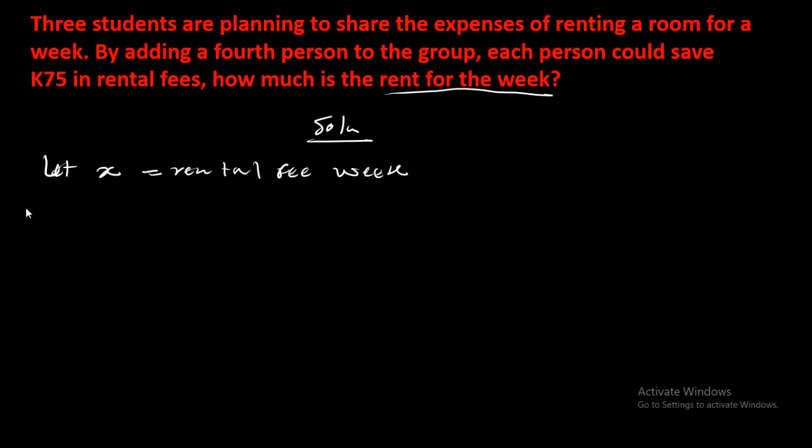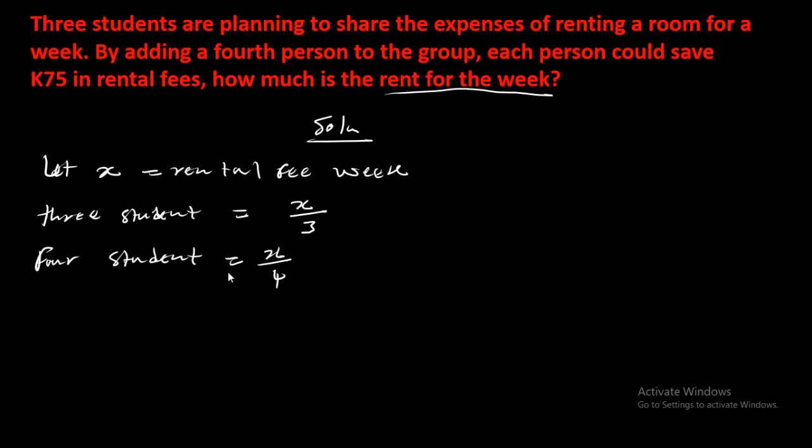If we pick 3 students, we need to understand that these 3 students are going to share the rental, meaning it's going to be X divided by 3 people. Now, what if they add a 4th student? With 4 students, it will be X over 4, so the 4 of them share the rental.